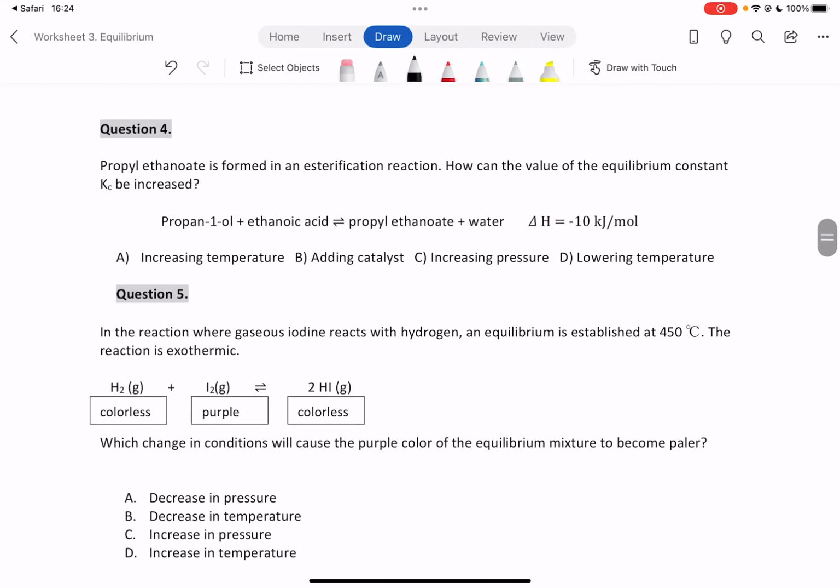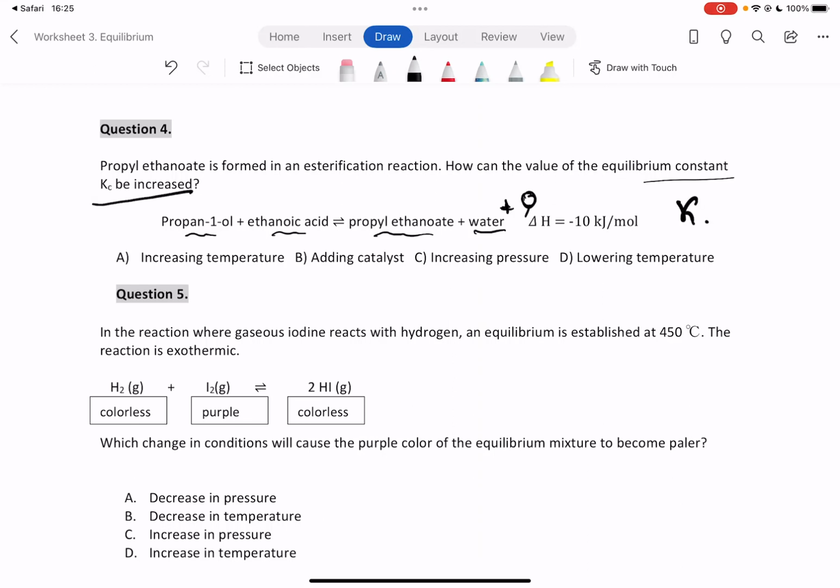Number 4, it's another question. This time no chemicals are written, just the word formation. Delta H is given. Again, it's minus delta H, which means it's plus Q, an exothermic reaction. It asks how the value of the equilibrium constant Kc can be increased.